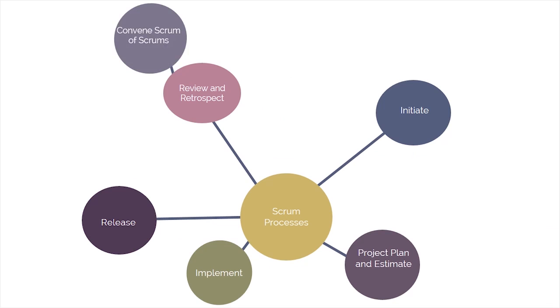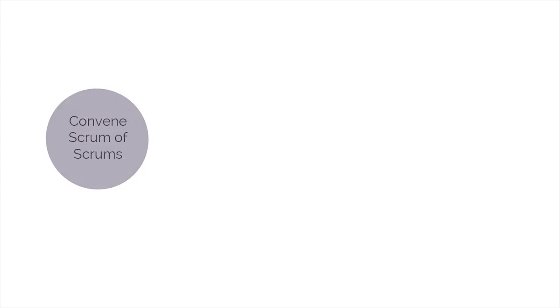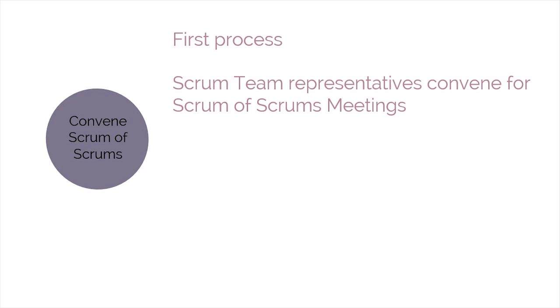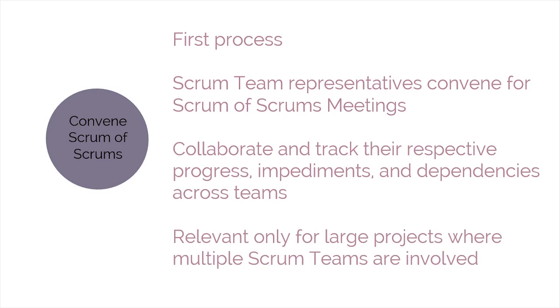The next phase is Review and Retrospect. There are three main processes that take place during this phase. The first one is Convene Scrum of Scrums. In this process, Scrum team representatives convene for Scrum of Scrums meetings in predetermined intervals, or whenever required, to collaborate and track their respective progress, impediments, and dependencies across teams. This is relevant only for large projects where multiple Scrum teams are involved.